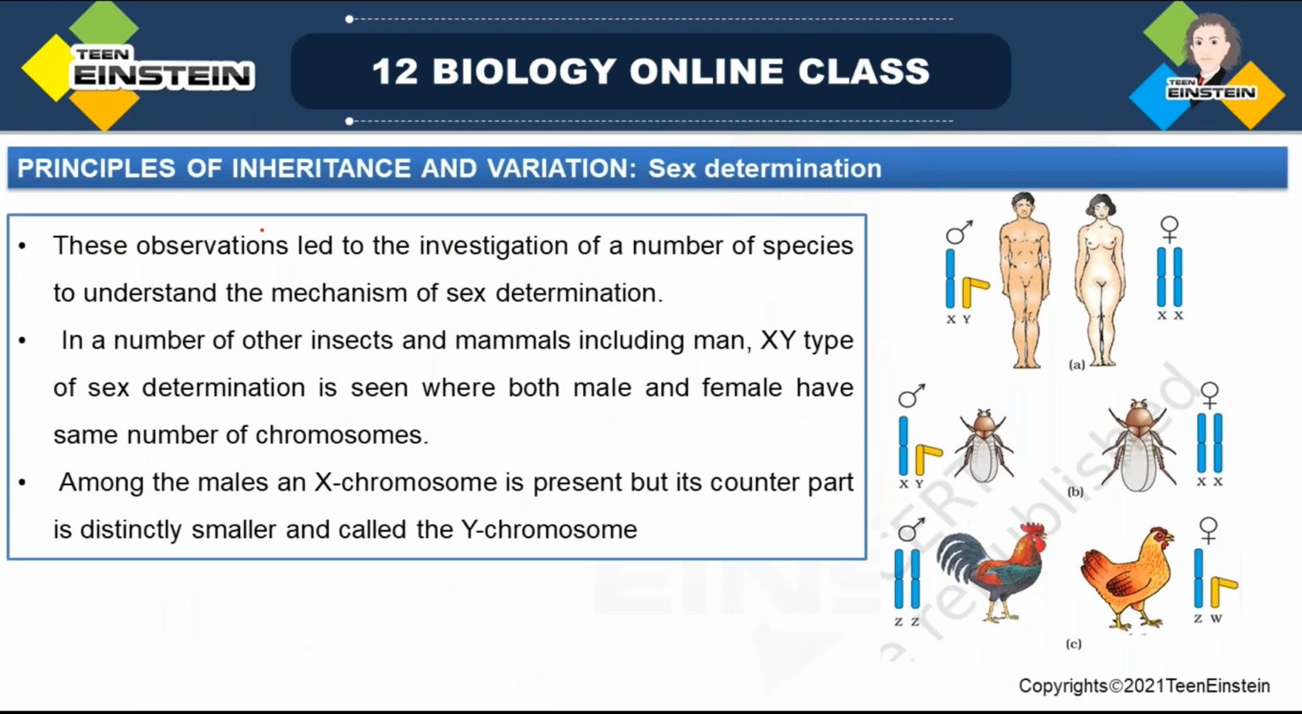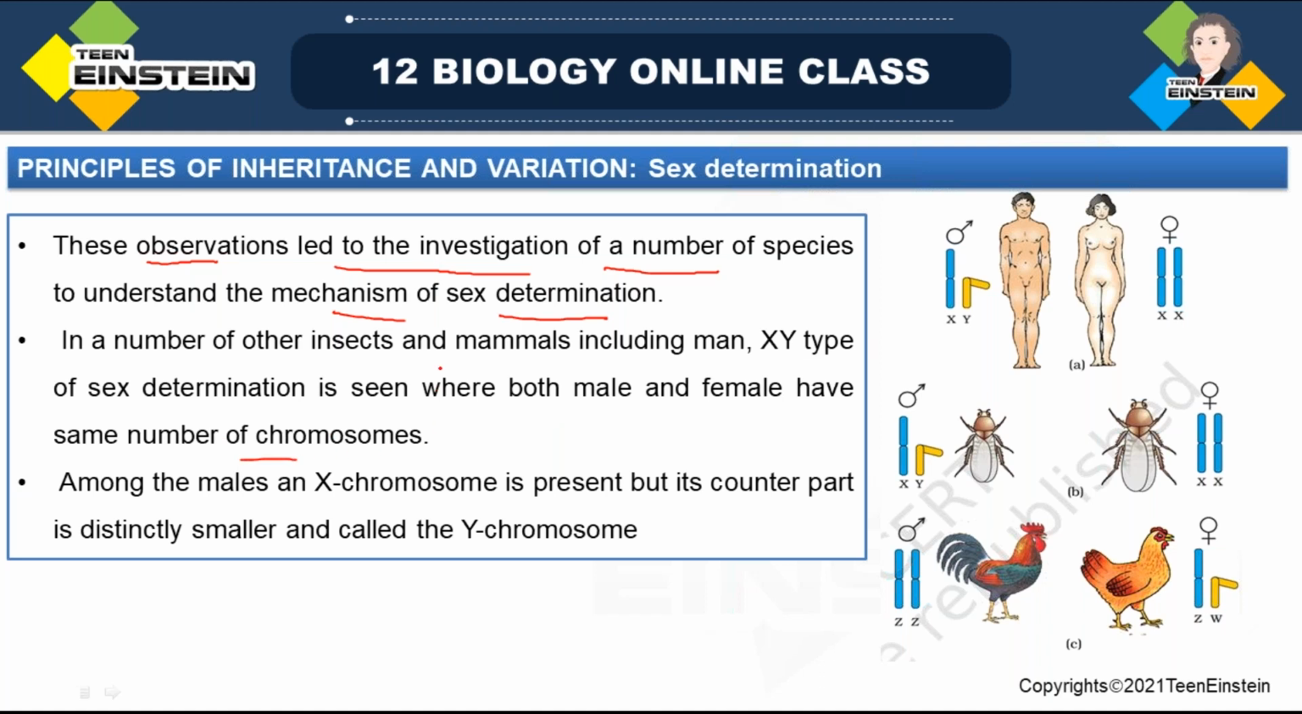Next, all these observations led to the investigation of a number of species to understand the mechanism of sex determination. They conducted experiments in more and more species to understand how sex is determined. So in a number of other insects and mammals, including man, XY type of sex determination is seen, where both male and female have the same number of chromosomes.